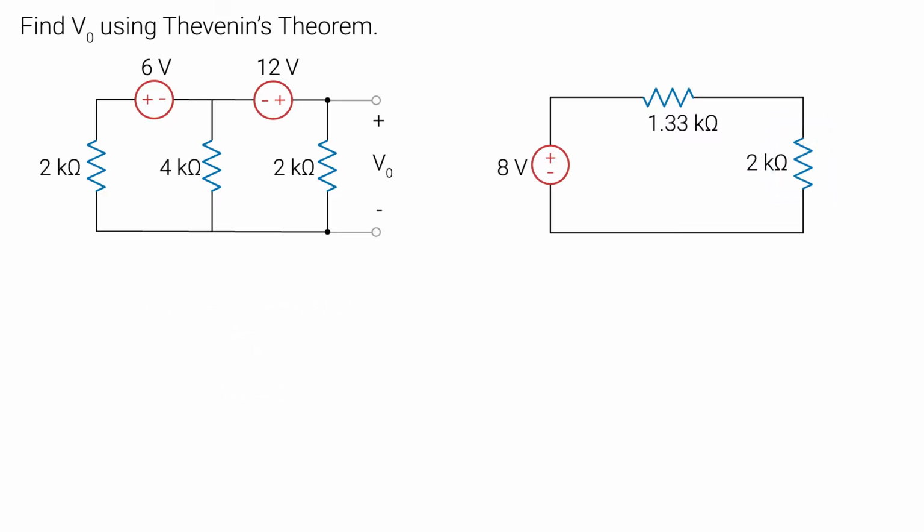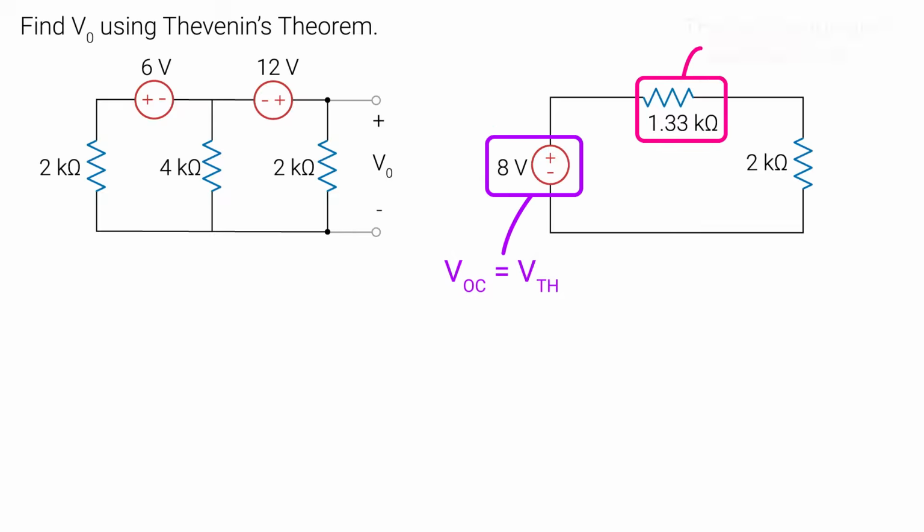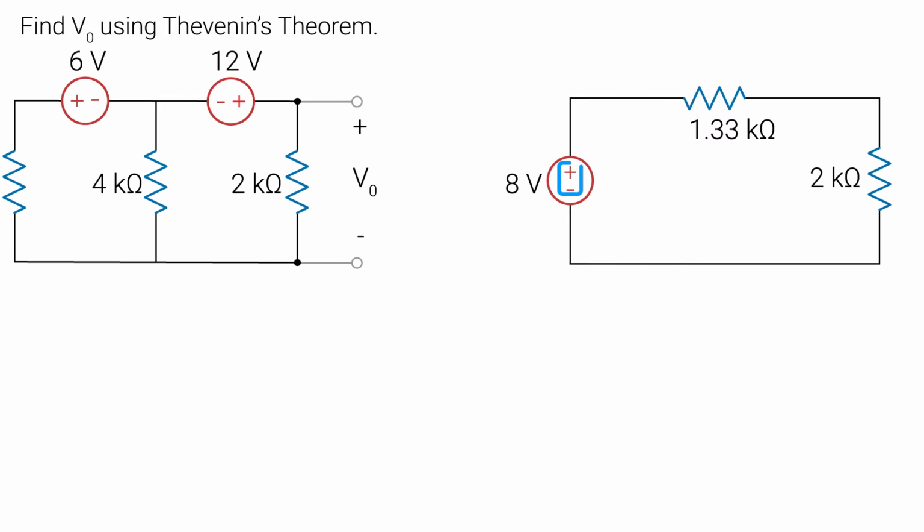All of these circuit elements are in series to each other. So again, this is our open circuit voltage, and this is our Thevenin equivalent resistance. Notice how the positive sign of our voltage source is on the top. That's because when we calculated the VOC, we had the positive sign on top.